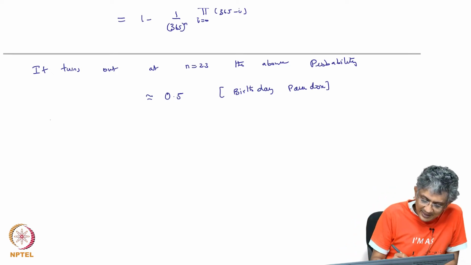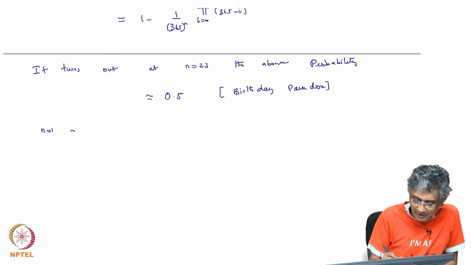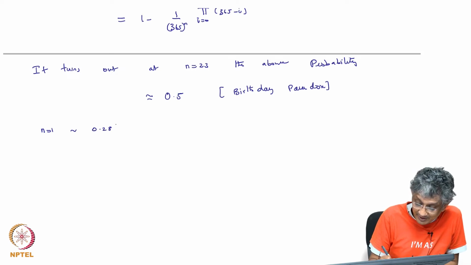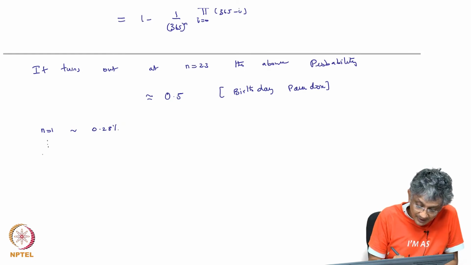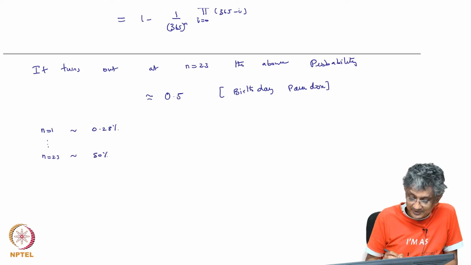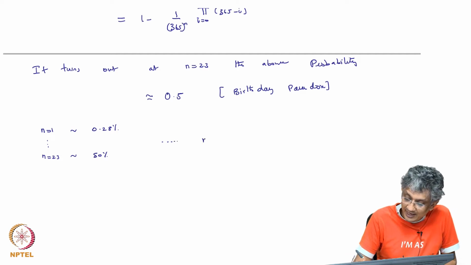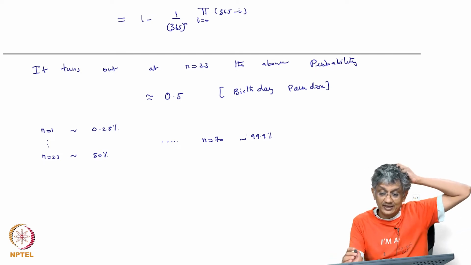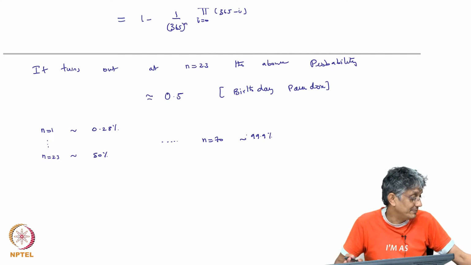So let me just write down for n equal to 1, it's very, very small, like we saw, 0.28%. That's quite low. At n equal to 23, like we saw, it's like 50%. And if you go a little bit further, it gets quite high. If you get n equal to 70, it's almost 99.9%. So if you take 70 people, very likely you'll find 2 people who have the same birthday for sure.